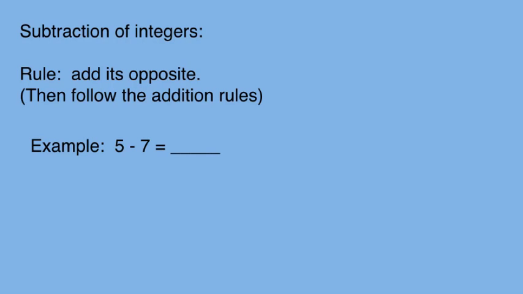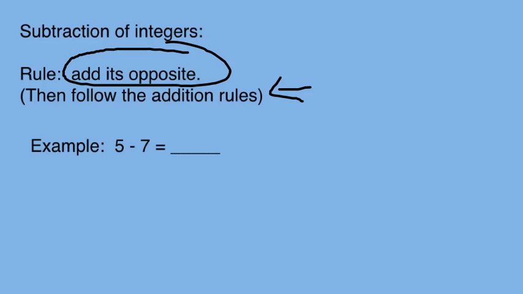Again, we're not always going to use that number line for large numbers, so we need to follow the rule. And the rule is fairly simple for subtraction of integers. It's just 3 little words: add its opposite. Once you change the problem into an addition problem, then you just follow the addition rules. So let me walk this through with you.